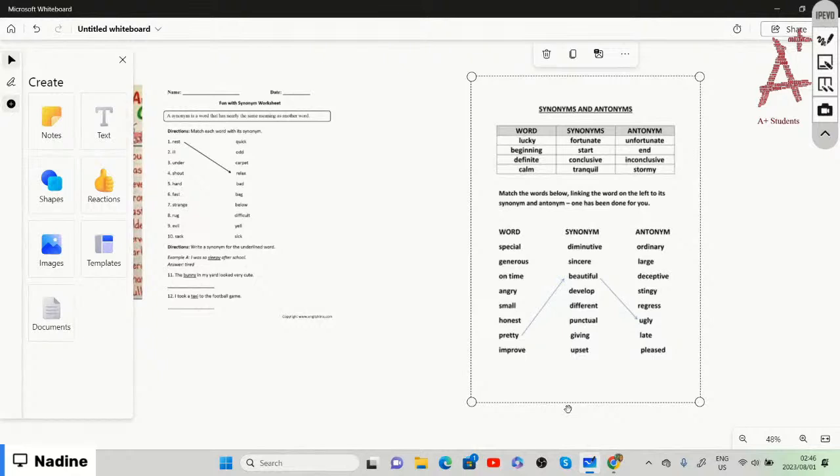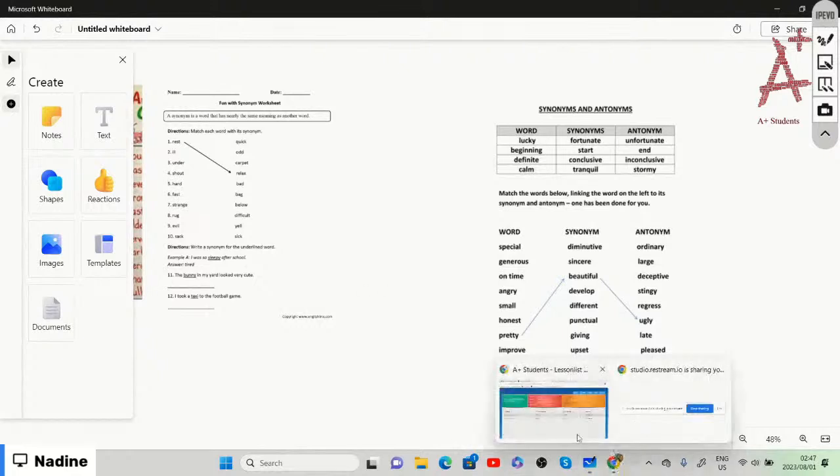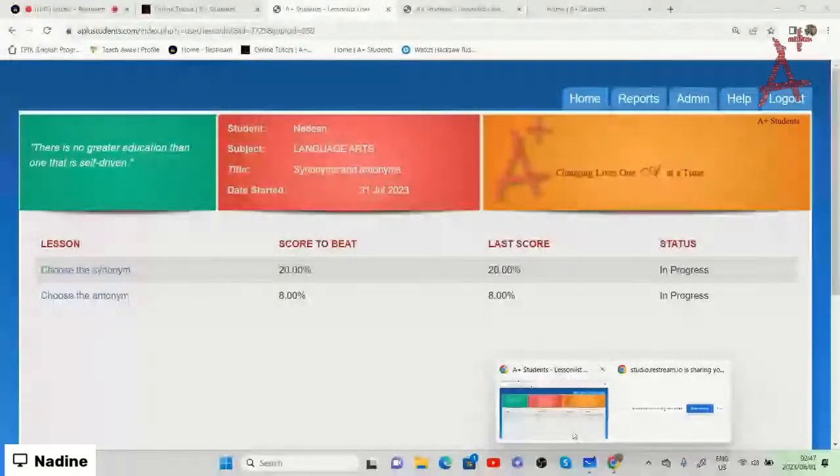All right, so that is basically the end of my lesson on synonyms and antonyms. And we said synonyms are words either with the same or similar meanings, and an antonym means that it is opposite in meaning.